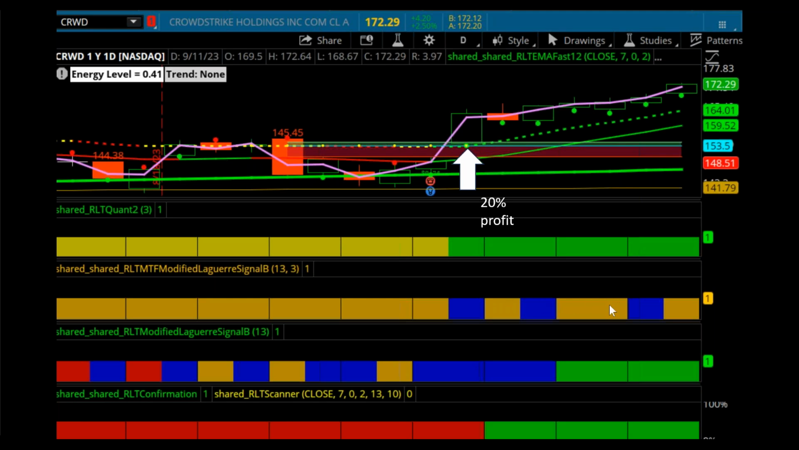This keeps switching back and forth. Probably not something I'm going to stay in a long time until this all moves over, but it gave me plenty of profit. This was right after earnings, by the way. That's earnings right there.